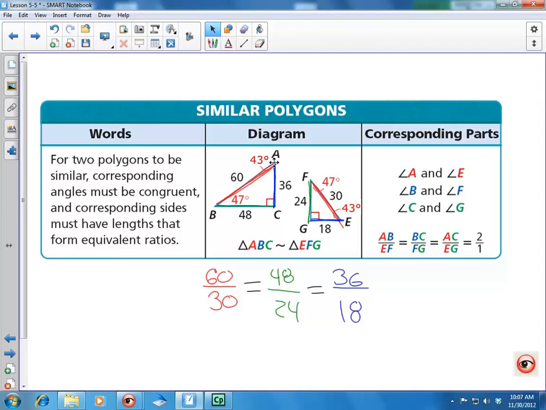If we were to get one of these, like let's say the 60 over 30 wasn't 60 over 30. Let's say it said 60 over 35. That means these 2 triangles would not be proportional because we have side lengths that aren't proportional.